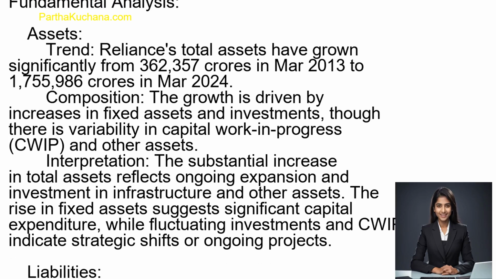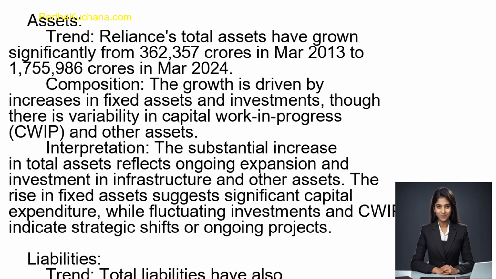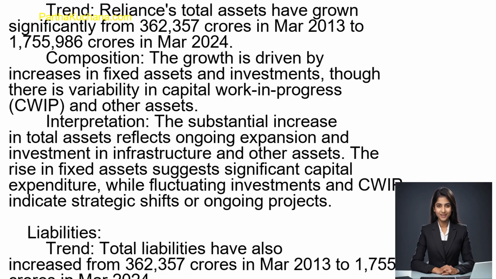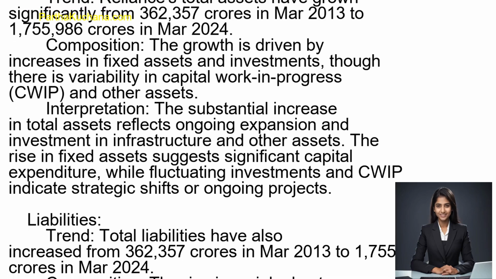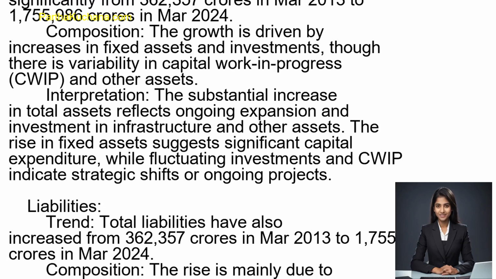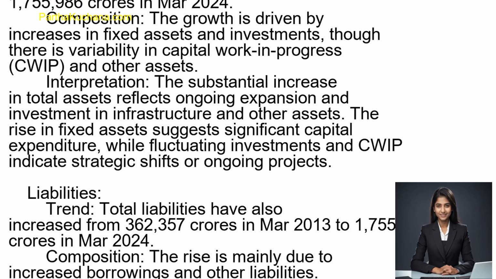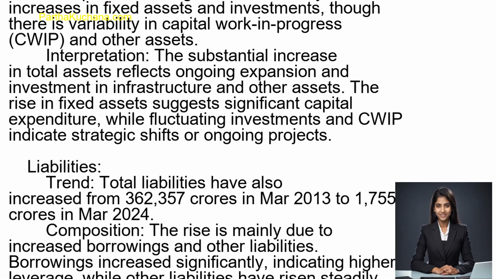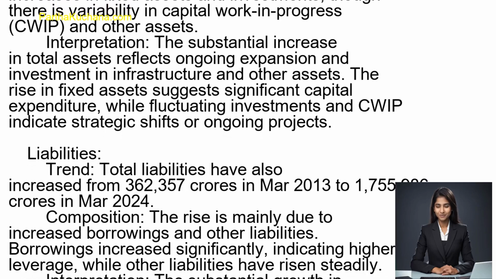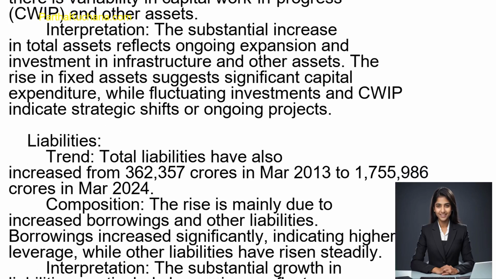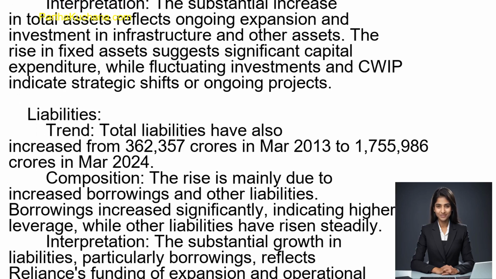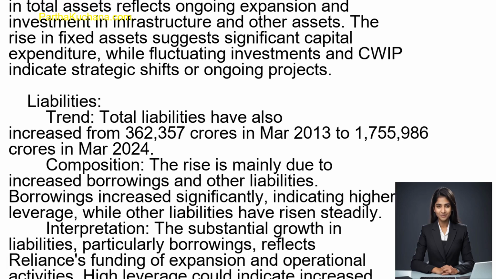Liabilities. Trend: Total liabilities have also increased from 362,357 crores rupees in March 2013 to 1,755,986 crores rupees in March 2024. Composition: The rise is mainly due to increased borrowings and other liabilities. Borrowings increased significantly, indicating higher leverage, while other liabilities have risen steadily.